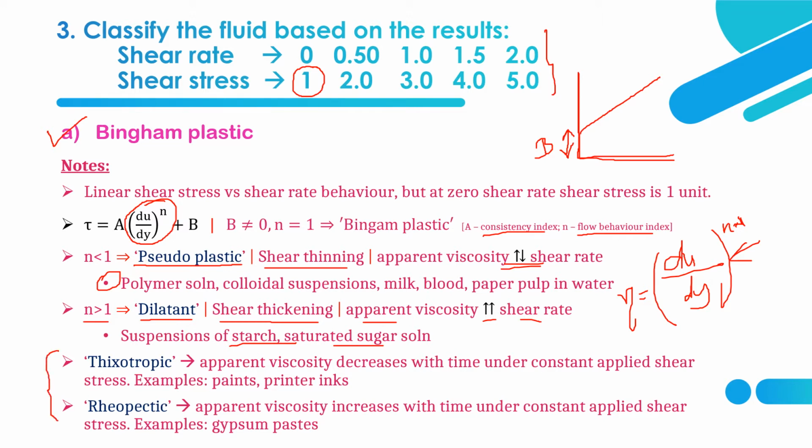And when it comes to behavior with respect to time, there are two types: thixotropic and rheopectic. In thixotropic, apparent viscosity decreases with time under constant applied shear stress. For example, paints, printer inks. And in the case of rheopectic fluids, apparent viscosity increases with time under constant applied shear stress. Example, gypsum pastes. So these are some of the non-Newtonian fluids and their behaviors. Let's see their respective graphs, how they behave on a graph.